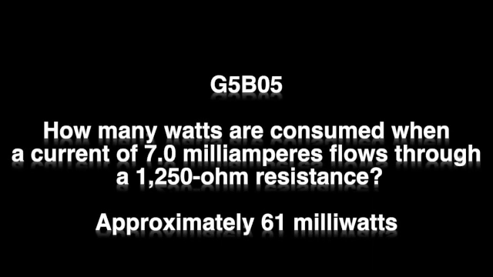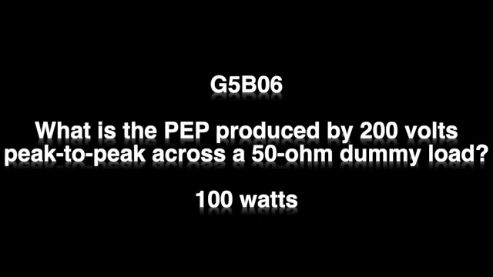G5B05. How many watts are consumed when a current of 7.0 milliamperes flows through a 1250 ohm resistance? Approximately 61 milliwatts. G5B06. What is the PEP produced by 200 volts peak to peak across a 50 ohm dummy load? 100 watts.